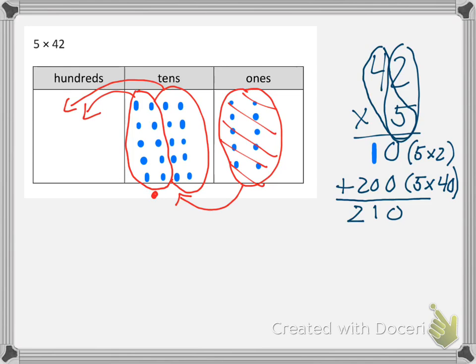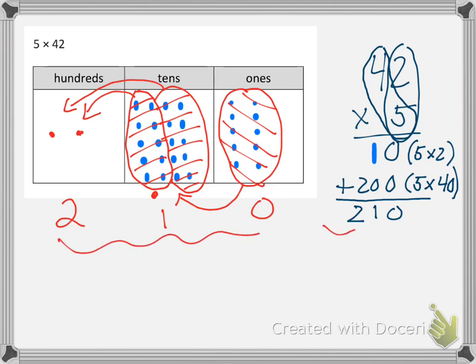And now we have 2 in the hundreds place, but we're left with 1 ten. So we no longer have these two groups of tens. And now what does it look like in our place value chart? We have 2 hundreds, we have 1 ten, and we have 0 ones. And look, there's a match.